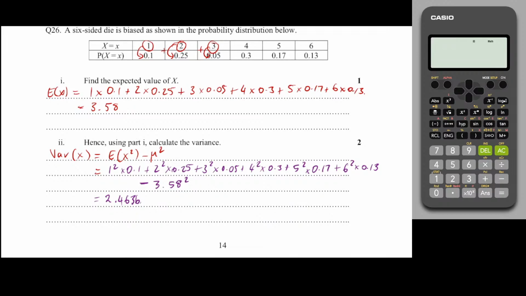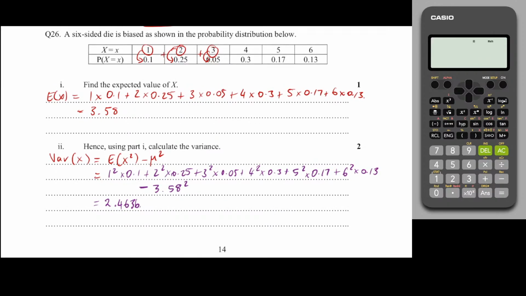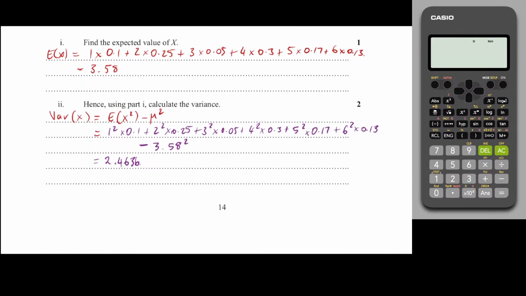So very, very straightforward question. It's just knowing what that table actually is, and getting the values, like understanding what the process is. But other than that, it's very straightforward.